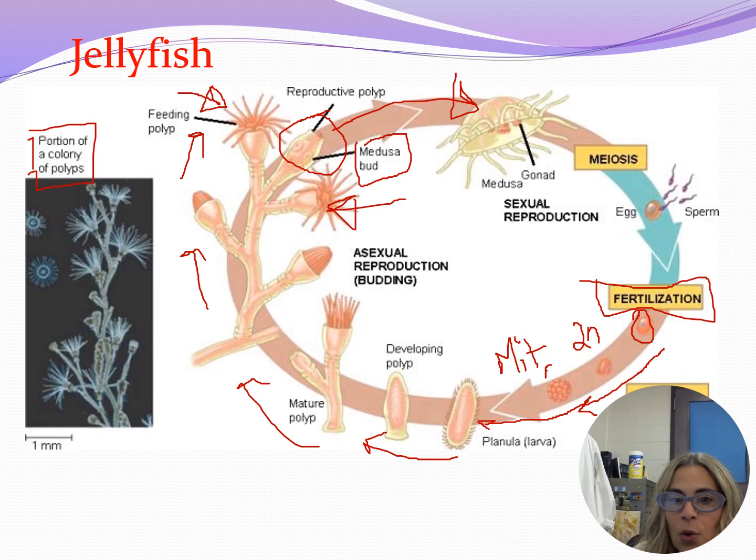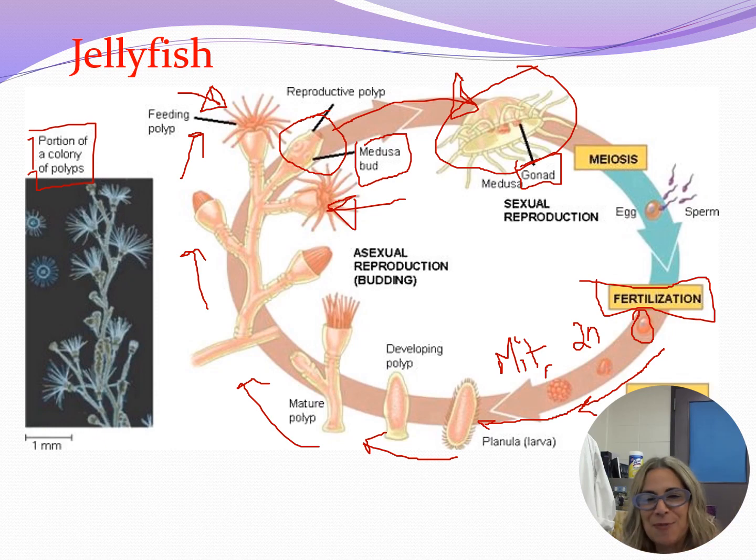And then I want you to notice what is in this little medusa bud here. It has that little word gonad, okay? And we know what gonads do. Gonads are responsible for producing gametes. So this medusa structure, the little jellyfish medusa, is responsible for the production of eggs and sperm. In that little medusa, there are male gonads that produce male gametes and gonads that produce female gametes.